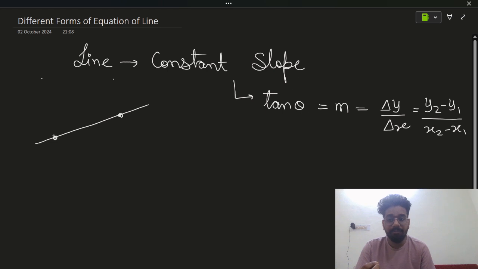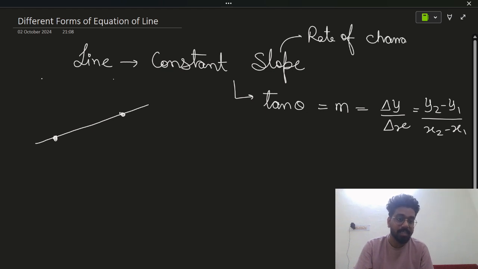So line is one of those geometrical figures where you choose any 2 points and you will find that the difference of y coordinates divided by the difference of x coordinates is throughout the same, which we also call the rate of change of y with respect to x, that you will see again in the chapter calculus. So if you understand this thing, you can get all the equations of line.